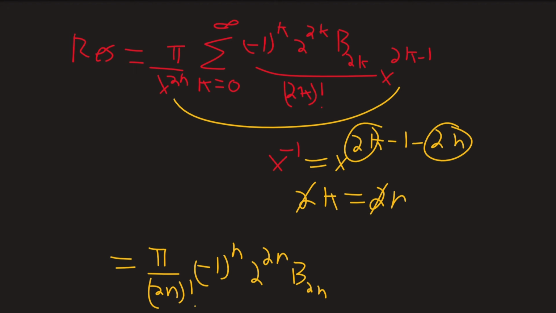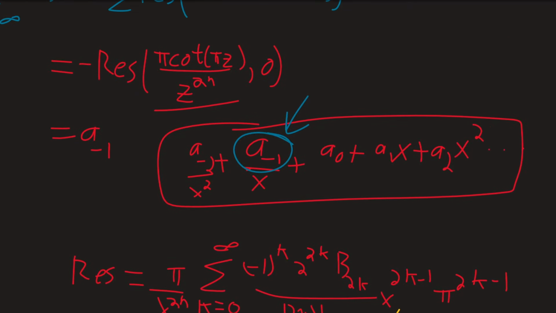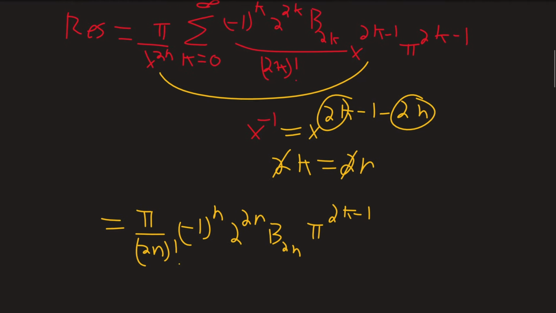And one thing I did forget, I sincerely apologize. There should be a pi to the 2k here, and this stems from the fact that we don't have cotangent of x, it's cotangent of pi x. I sincerely apologize. So there is a pi to the 2k minus 1 term right here. And I got all the terms. Wonderful. But this right here is going to be equal to our residues.